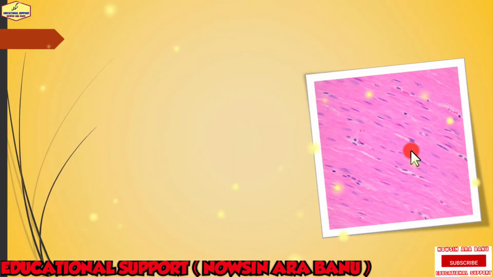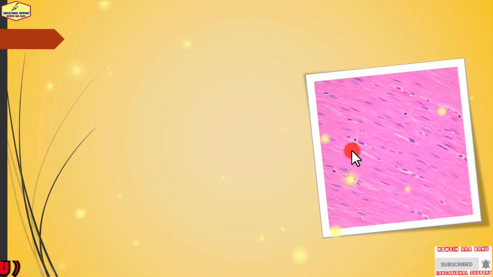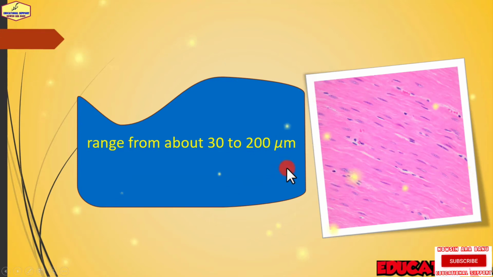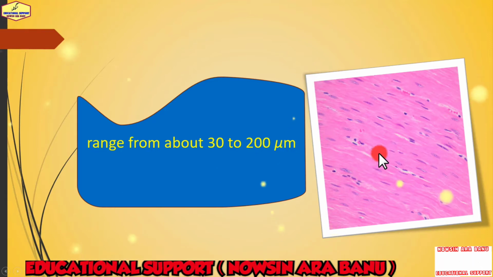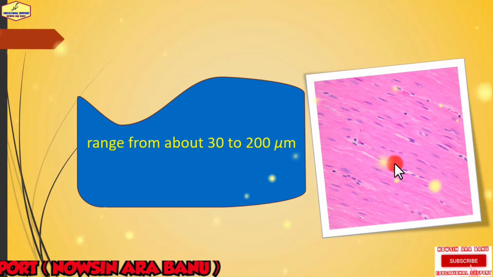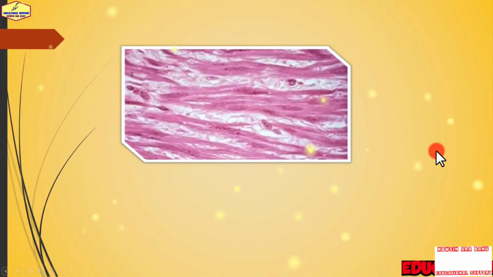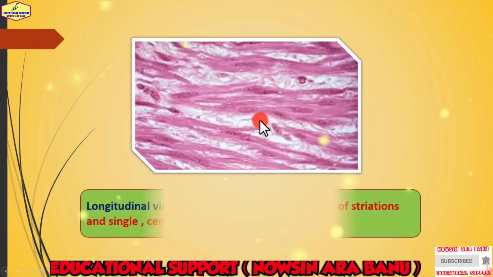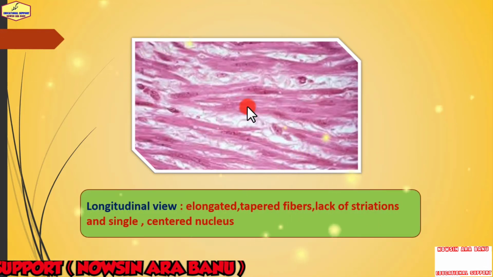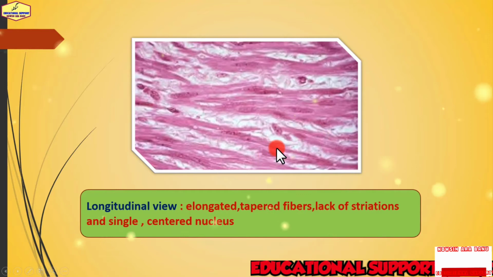They range from about 30 to 200 micrometers, thousands of times shorter than skeletal muscle fibers, and they produce their own connective tissue, endomysium. This is the longitudinal view, and note that the elongated tapered fibers lack striations and have a single centered nucleus.